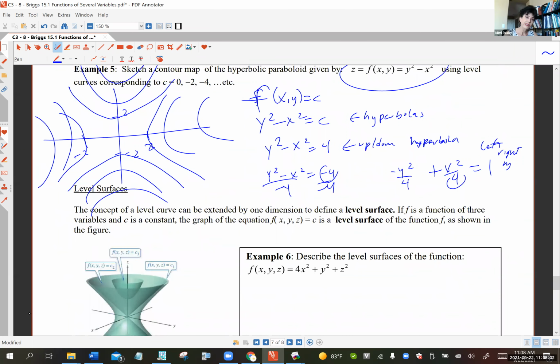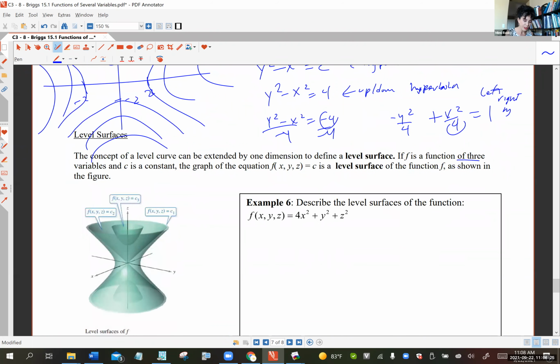So you can extend this concept of level curves to level surfaces. What do I mean? Well, if you have a function of 3 variables, remember you need 4 dimensions. No way can you graph it. But even though you can't graph it or visualize it, you could still talk about its having level surfaces. So that's kind of interesting. It's very hypothetical here.